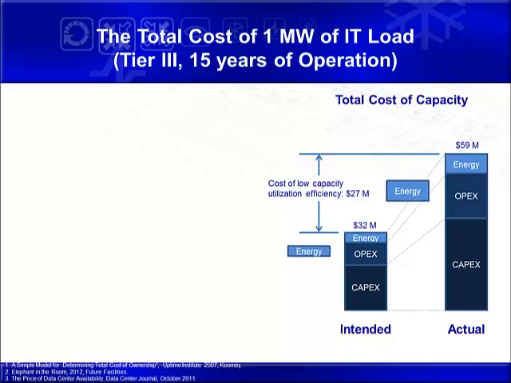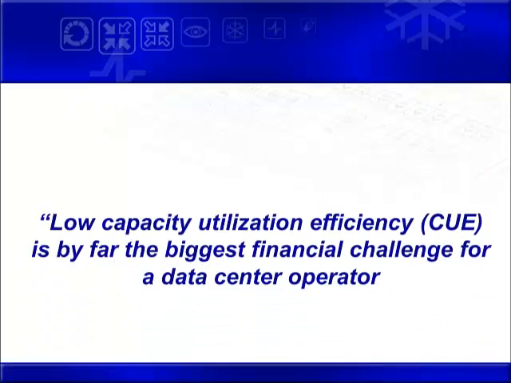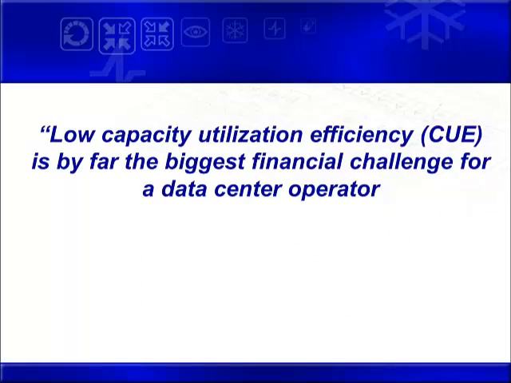One final point: a focus on one aspect of data center efficiency, like cooling system efficiency, not only misses the real cost savings opportunity, but can actually increase total cost of ownership if done without understanding the impact to the data center system as a whole. Low CUE is by far the biggest financial challenge for a data center operator. Typically, 30% or more of data center capacity will be lost.